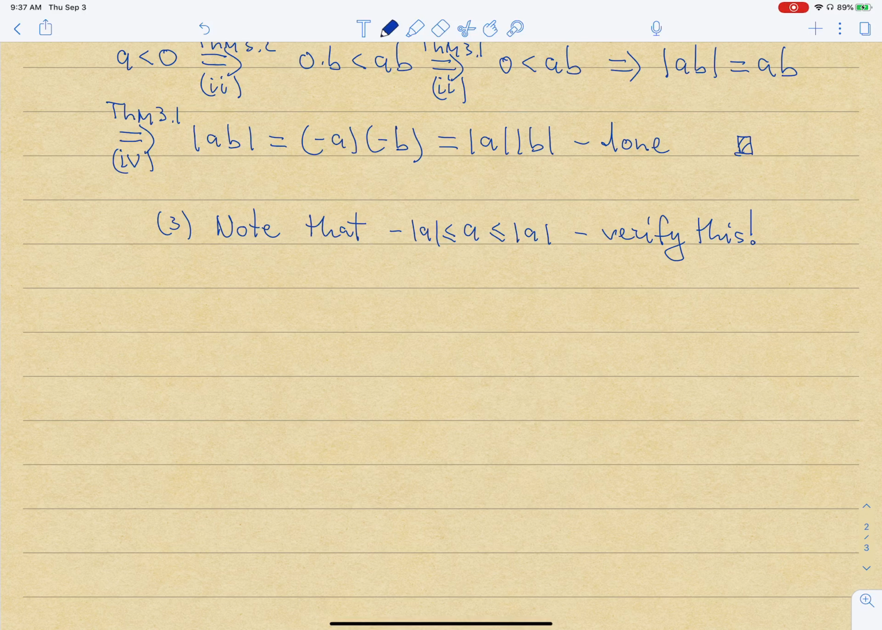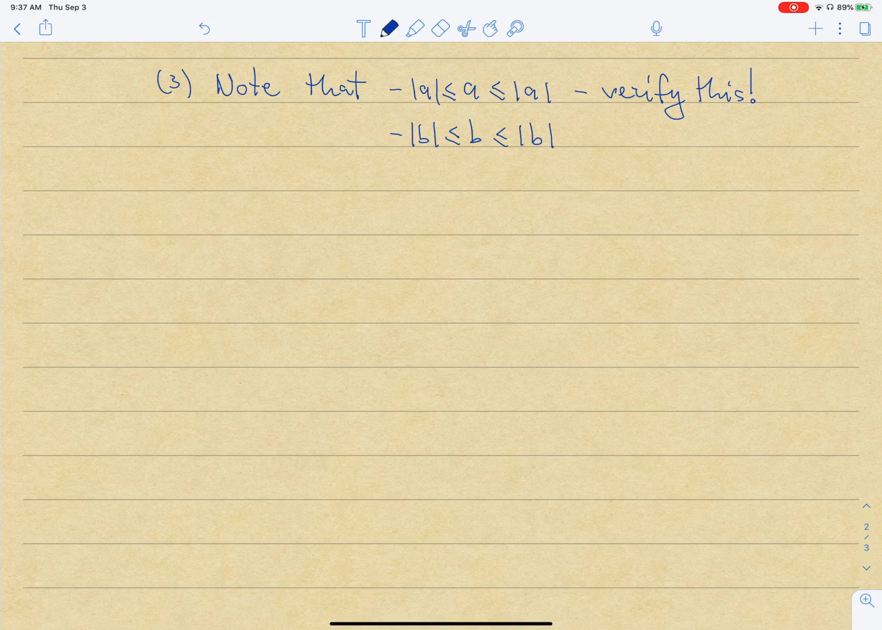And if this is true for A, then exactly the same thing is true for B, that if I take minus absolute value of B, that's less or equal than B, which in turn is less or equal than absolute value of B. Okay, so with that, let's now try the following. I'm going to take the first inequality. I'm going to rewrite it: minus absolute value of A, less or equal than A, less or equal than absolute value of A.